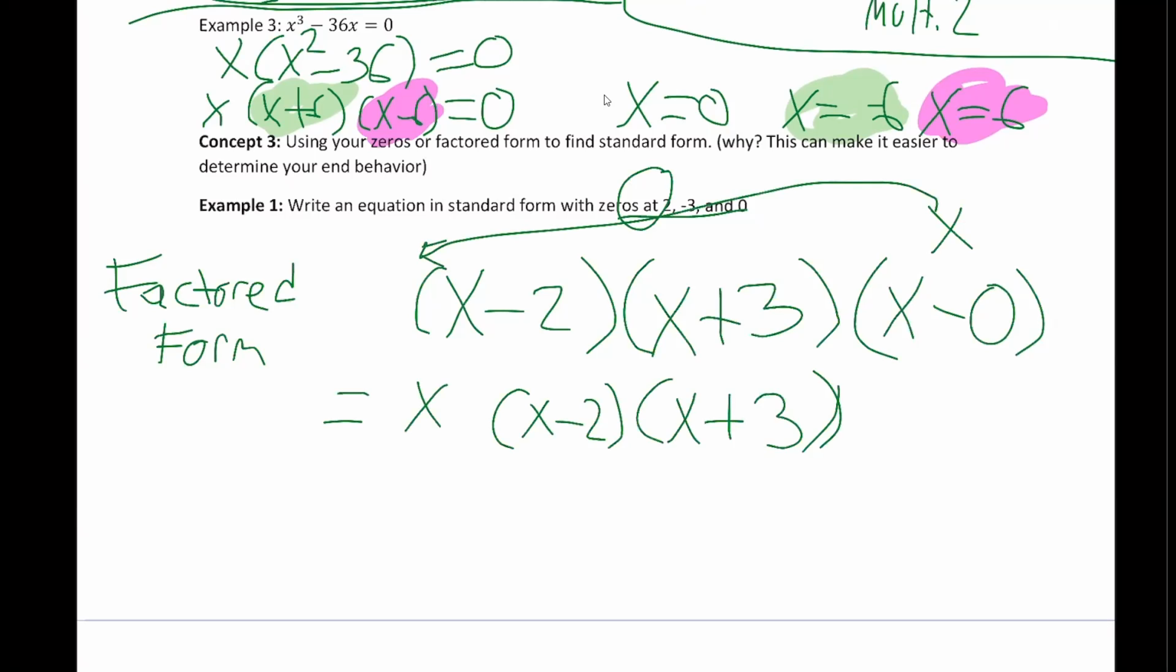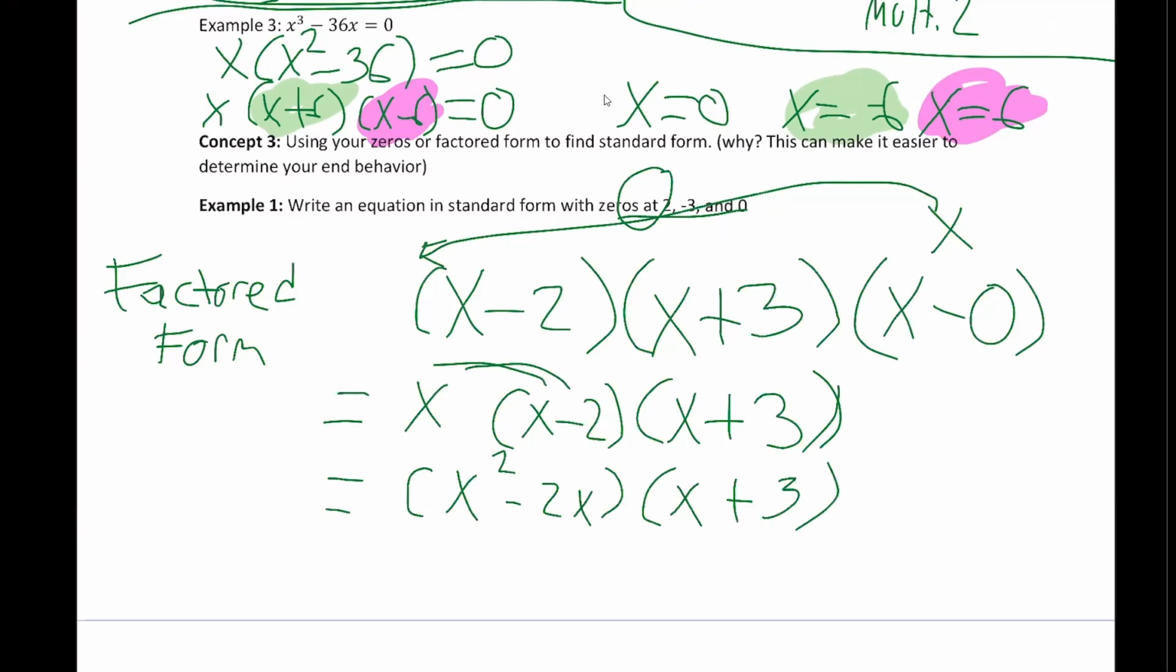The problem is we still got to get it into the standard form. So basically we need to multiply this out. The first thing I'm going to do is distribute this x into the first one. So that would just be x squared minus 2x. And then we need to FOIL this out, and that will be our answer. The nice thing is they gave us that x minus 0, so at least we didn't have 3 binomials, because if not, we'd have to FOIL basically twice.